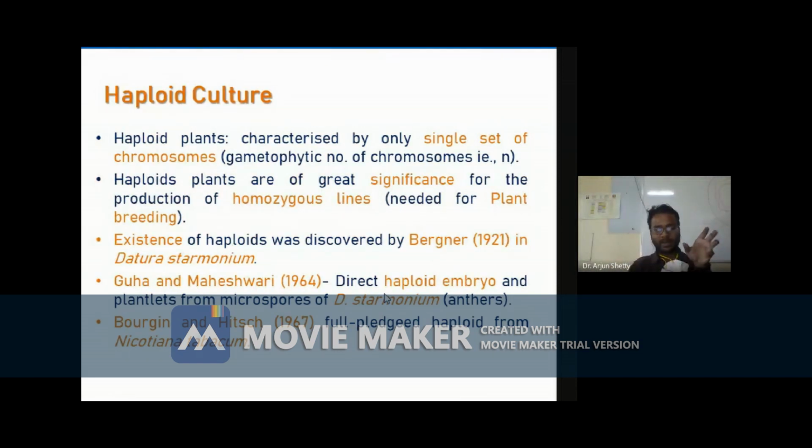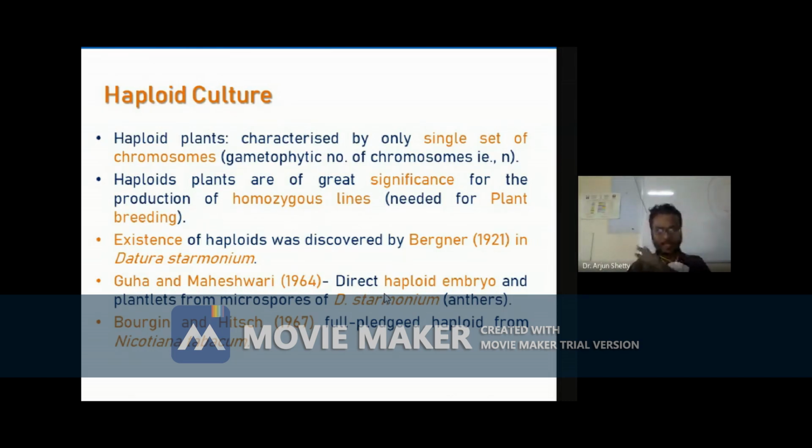But this particular cell comprising only the A characteristic, nothing but half the number of chromosomes, we can double them by treating with different chemicals. The best example of a chemical used for doubling the chromosomes is colchicine. Okay, now, that is how the haploid plants are produced.